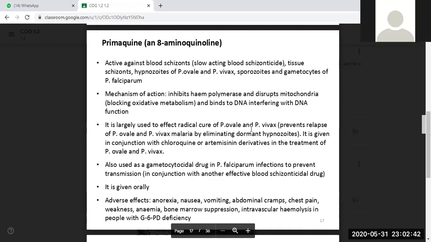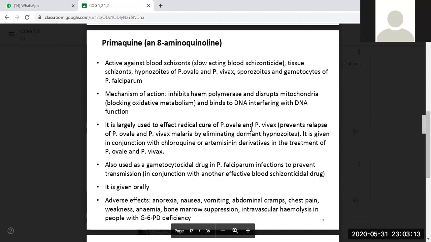When the mitochondria is disrupted, there will be oxidative metabolism, meaning there will be free oxygen radicals within the cell, which is toxic again to the parasite. DNA synthesis is also being interfered with by the use of primaquine. So it is basically acting on almost all the stages of the life cycle.